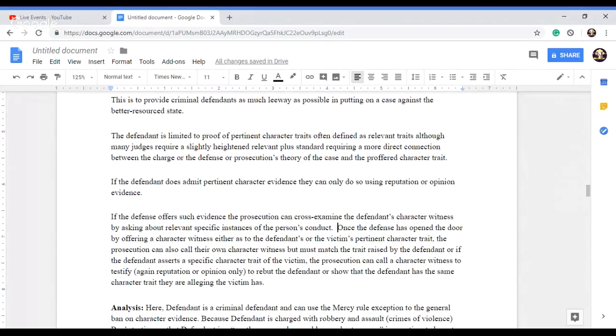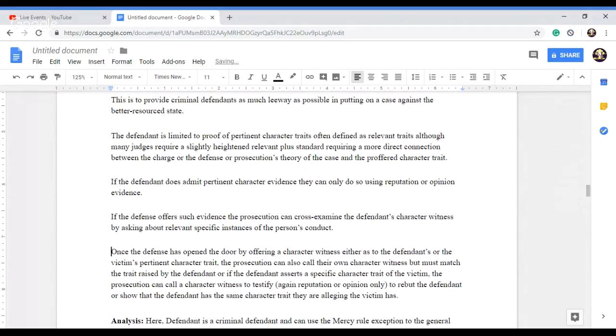Yeah, this is on cross-examination. The defendant's character witness may be asked, let me see, if the defendant offers such evidence, the prosecution can cross-examine the defendant's character witness by asking about relevant specific instances of conduct. Again, this is Rule 404.